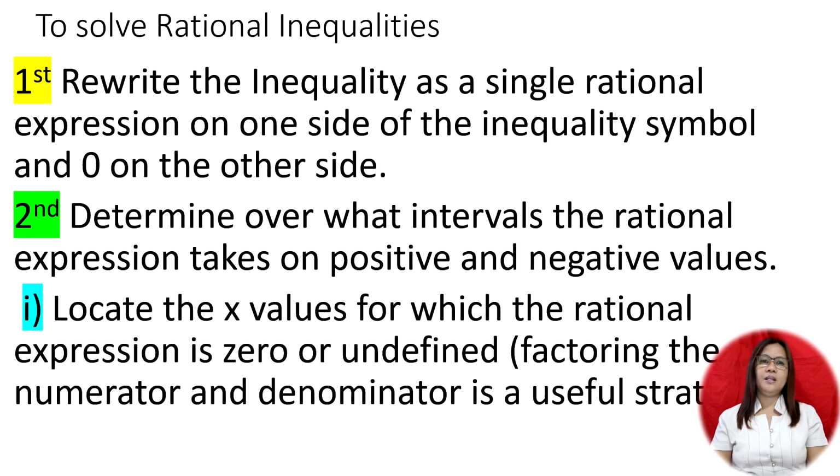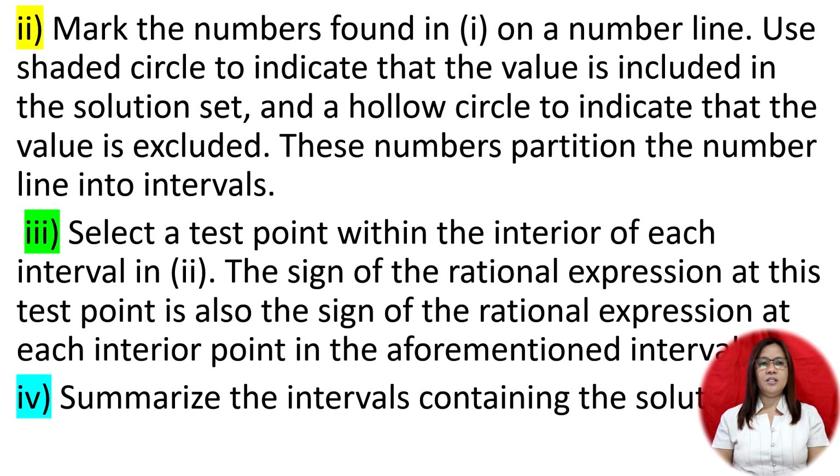To solve a rational inequality, first, we write the inequality as a single rational expression on one side of the inequality symbol and 0 on the other side. Determine over what intervals the rational expression takes on positive and negative values. Under this, locate the x values for which the rational expression is 0 or undefined. Factoring the numerator and denominator is a useful strategy.